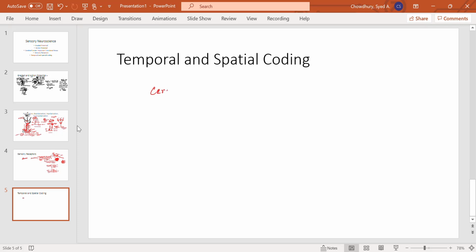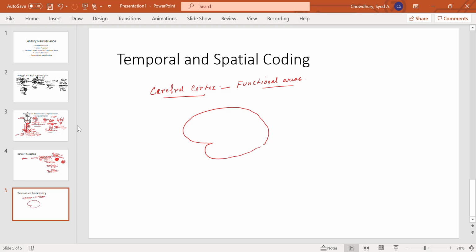Okay, so now the last thing is I'll talk about the cerebral cortex. In the cerebral cortex, you have many functional areas, right? First, I'll talk about this, then I'll talk about temporal and spatial coding, functional areas. So I'll just go over the important functional areas, then when we talk about individual sensory systems, we'll talk in more detail. So this is the brain.